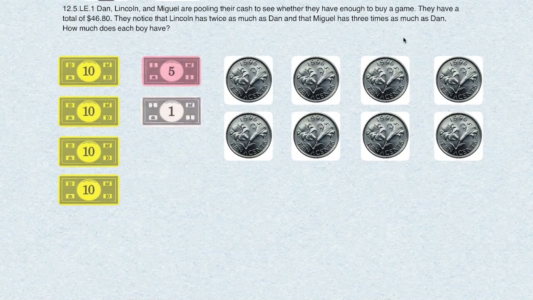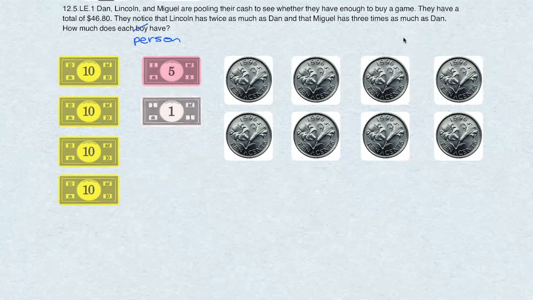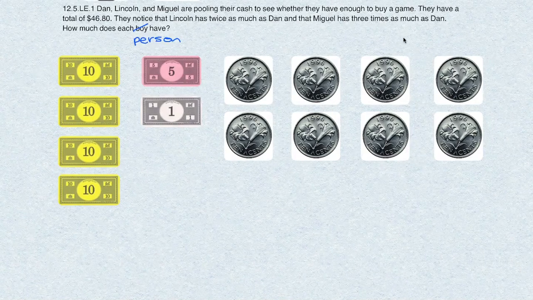As you see, I wrote it out in my imaginary money. Four tens, a five, a $1 bill, and eight 10-cent coins. They notice that Lincoln has twice as much money as Dan, and that Miguel has three times as much money as Dan. How much does each person have? I'm going to write person here. So, what we want to do is figure out how much of this $46.80 Dan, Lincoln, and Miguel each have.